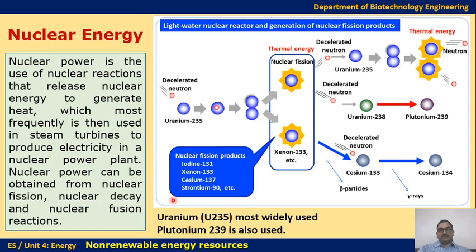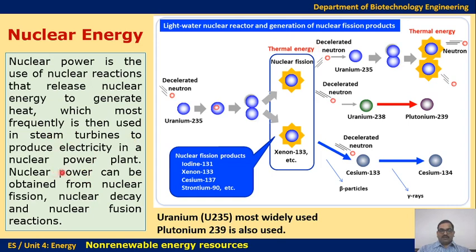Next we have nuclear energy. This is another type of non-renewable energy. Nuclear power is the use of nuclear reactions. There is a nuclear reaction taking place that generates heat. This heat is most frequently used in steam turbines to produce electricity. Because of the thermal energy produced, you can make use of that heat to boil the water and generate the electricity using a steam turbine.